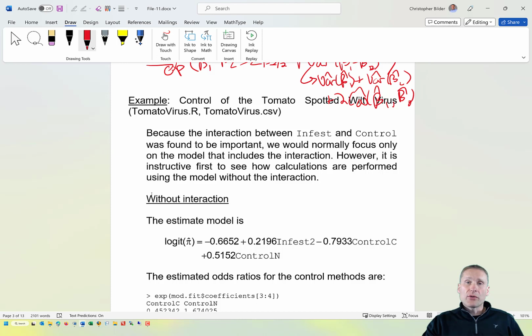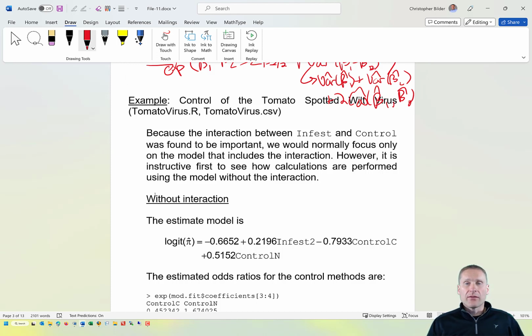I want to now interpret the control variable. I want to interpret the infestation variable for this particular model, so I have a better understanding of what affects the probability or the odds of these plants becoming infected with the virus. Now, we previously saw that the infest and control interaction term was important for our model. So we would want to only interpret then the model that has that interaction term in it.